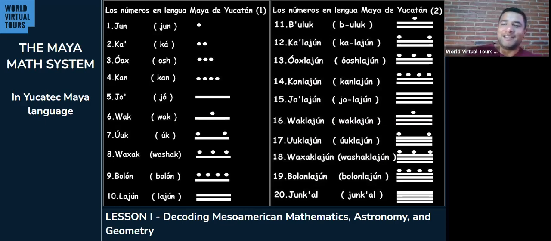multidisciplinary, okay? The numbers in the Maya language are Jun, Ka, Osh, always with this emphasis, like rising the sounds, okay? Osh, number 3, Kan, Ho, Wak, Uk, Washak, Bolon, Lahun, Buluk, Kalahun, Oshlahun, Kanlahun, Holahun, Waklahun, Uklahun, Washaklahun, Bolonnahun, Hunk al. Okay, these are the 20 numbers in the current Maya language of Yucatan.